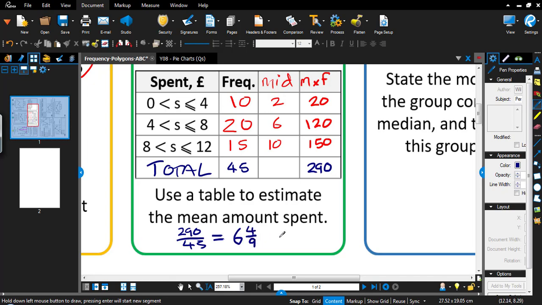That's the exact answer. But let's say it's in pounds. So we'll just say 6 pounds 44 pence. And that's it, 6.44.